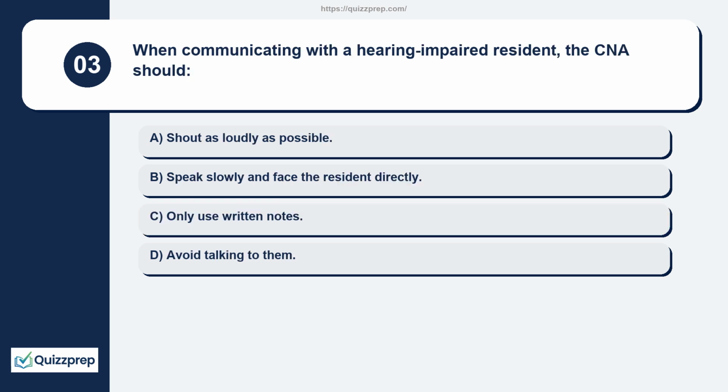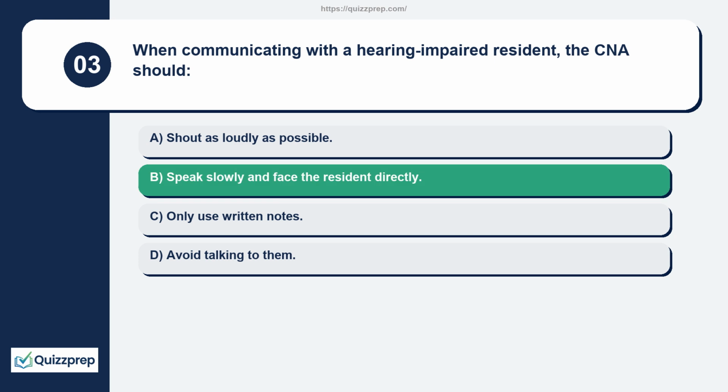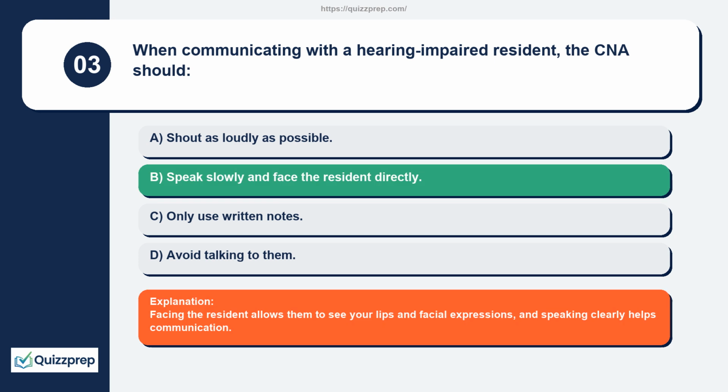Question 3. When communicating with a hearing-impaired resident, the CNA should shout as loudly as possible, speak slowly and face the resident directly, only use written notes, avoid talking to them. Facing the resident allows them to see your lips and facial expressions, and speaking clearly helps communication.